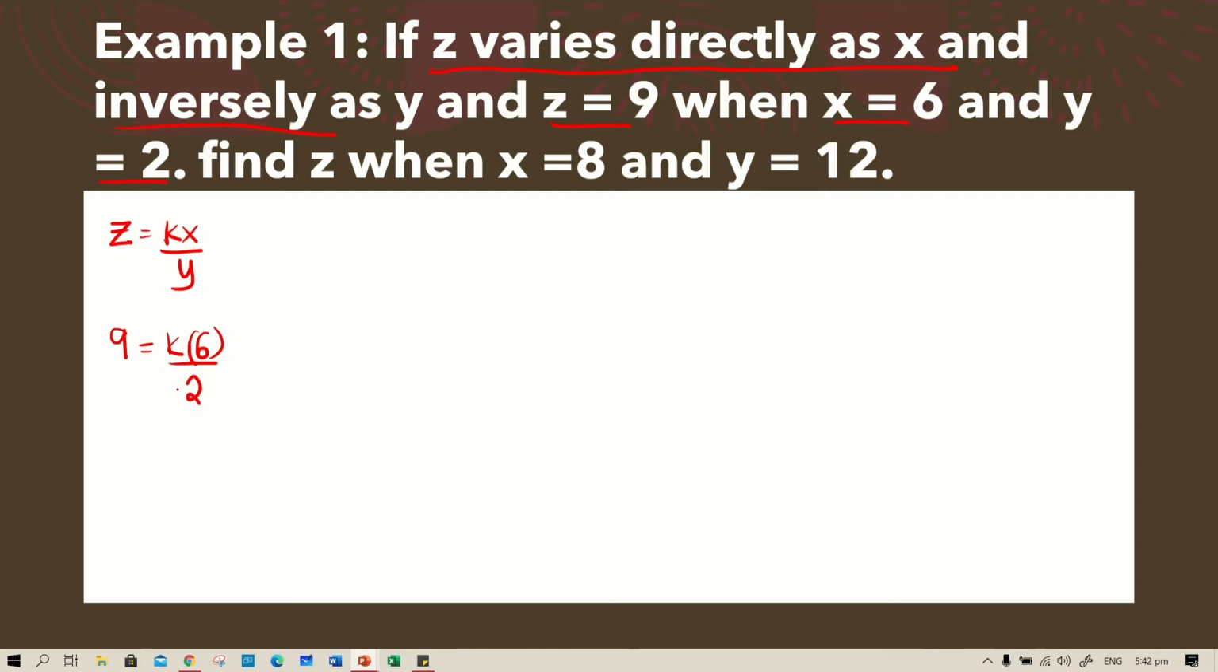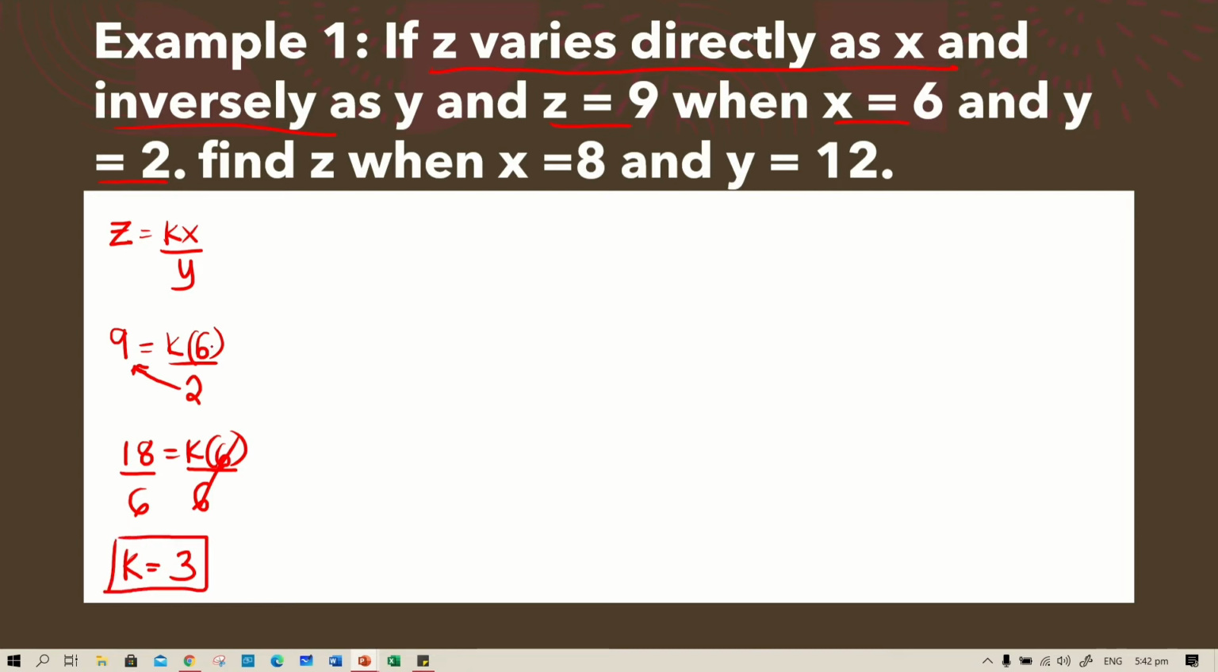So first, we have to cross multiply this. So 9 times 2, that's equal to 18, is equal to k times 6. Then we divide both sides of the equation by 6. Then k now is equal to 3. So 18 divided by 6 is 3.